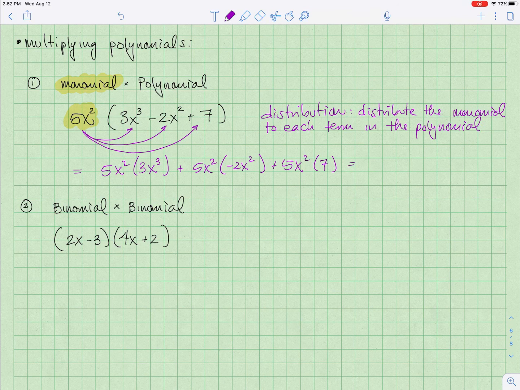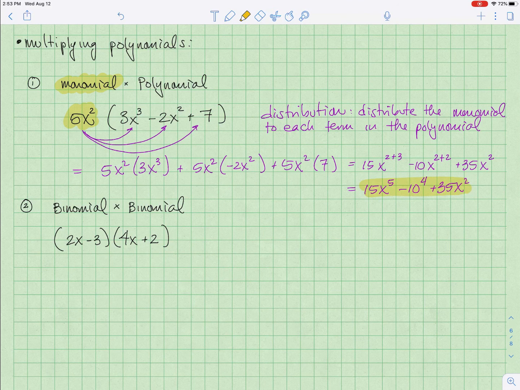And then, of course, simplify here. And again, this is very similar to what we talked about in our first couple of videos here. This is 15, and then when we multiply those powers of x, that's x squared plus 3 more powers. Minus 10, x to the 2 plus 2, plus 35x squared, which simplifies to 15x to the 5th minus 10x to the 4th plus 35x squared. And that is our final result.